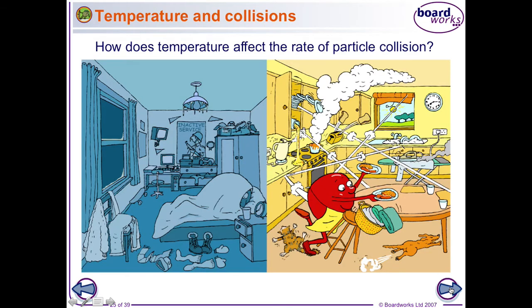Now let's talk about temperature and the collisions. How does the temperature affect the rate of particles in a collision? We're now looking at the temperature portion of your notes. Let's just take a look at these pictures first. If the room is freezing cold, then you're going to move as little as possible because things are starting to freeze and you don't want very much movement, like putting water in a freezer.